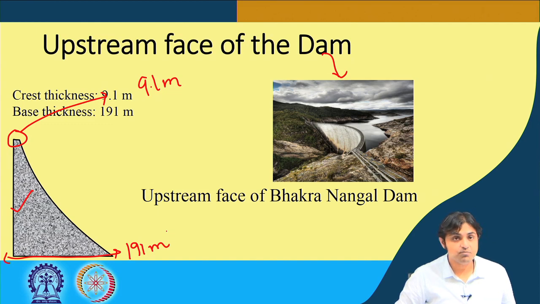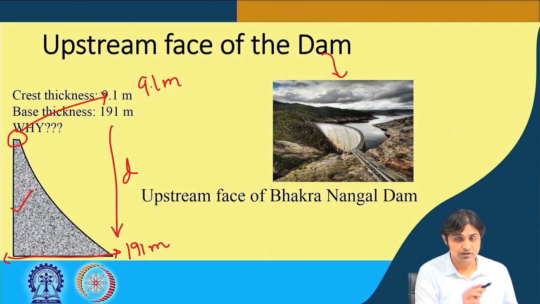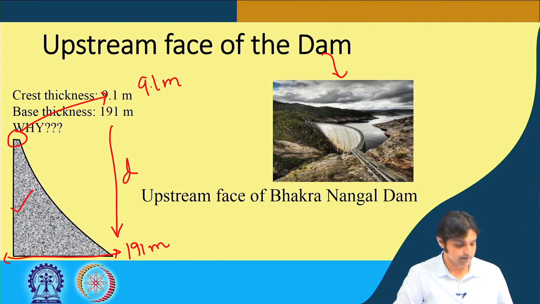And why does that happen? It's very simple to explain. As you go deeper and deeper, this represents the increasing water depth in this direction. So as you go deeper and deeper, the weight of the water that it needs to support increases. Therefore, to resist the force, the base of the dam needs to be larger. This is a very simple explanation why we have a smaller crest and the base thickness is very high.